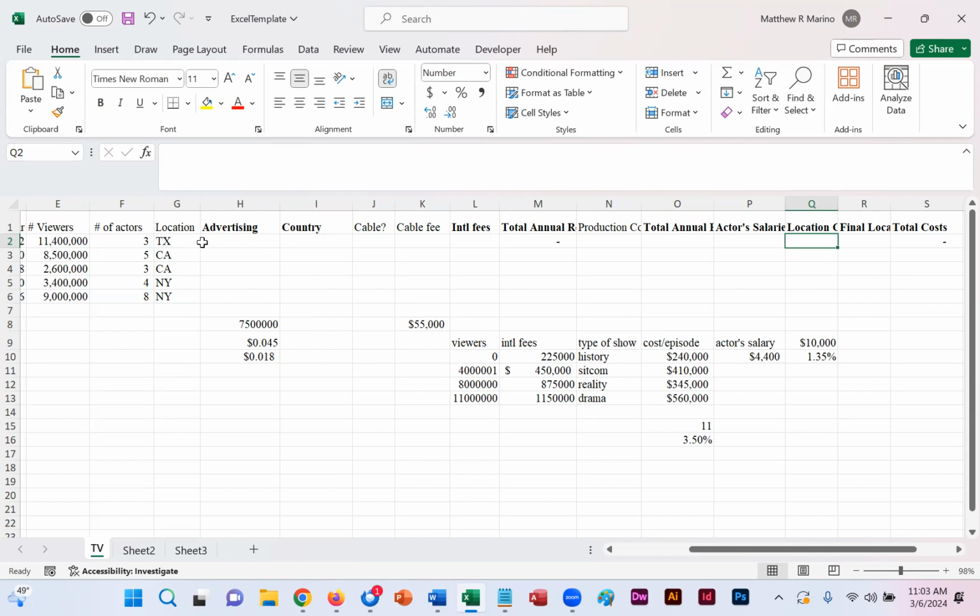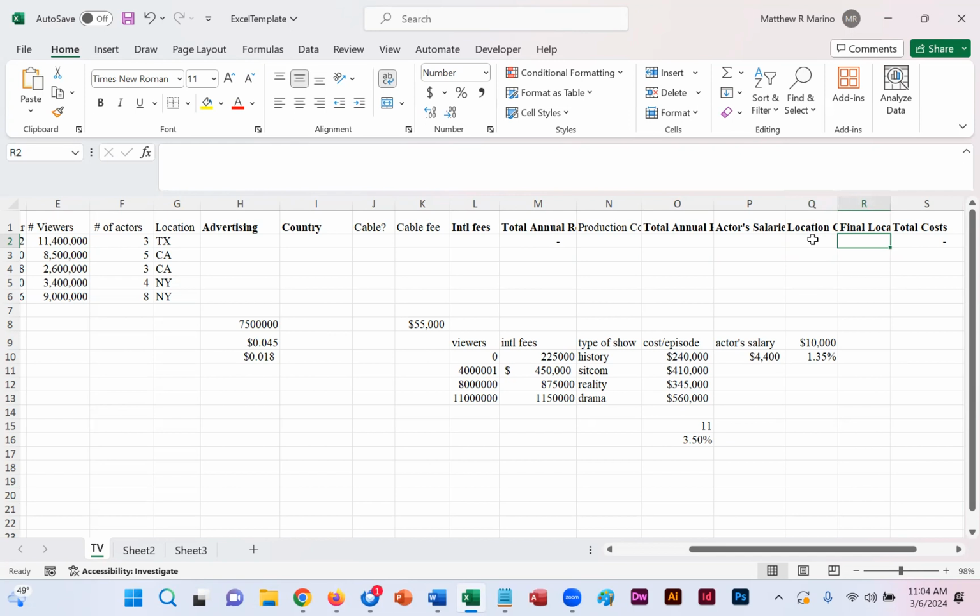So if whatever's in G equals New York, comma, our true value is going to be this 1.35% times whatever you get for your total annual revenue. If it's not New York, you have to have a false value for the IF, so you do comma 0. But this might give you a number that's over $10,000.